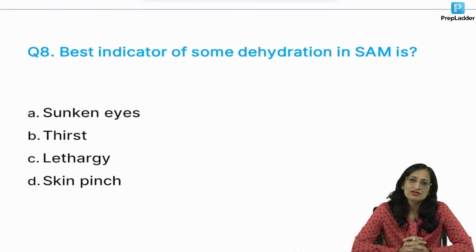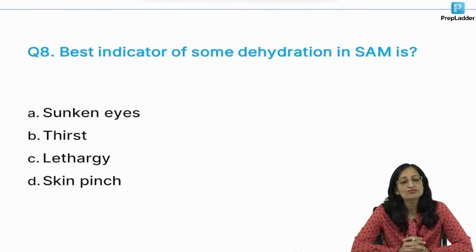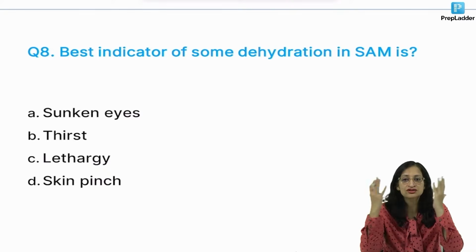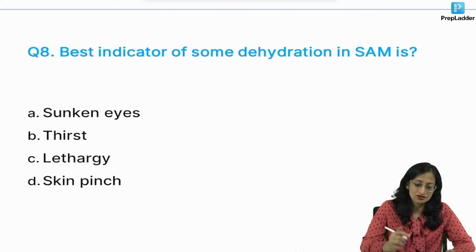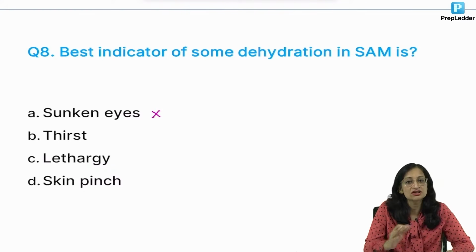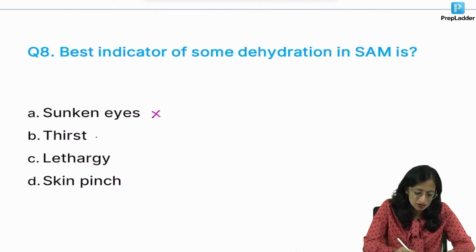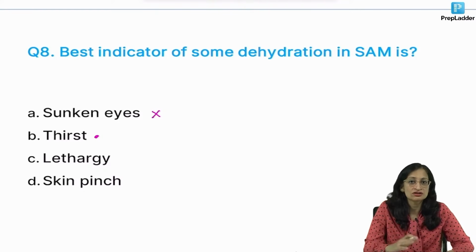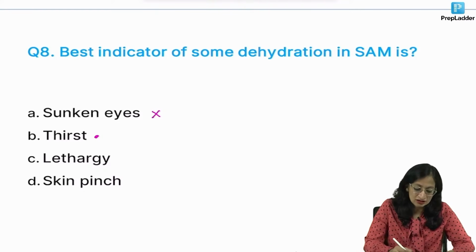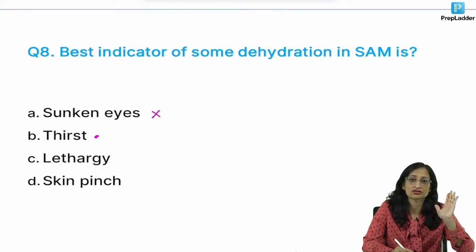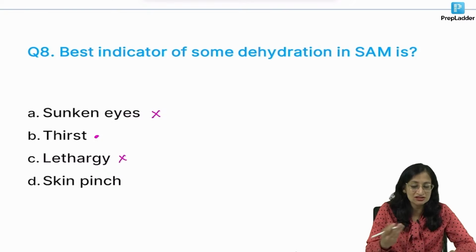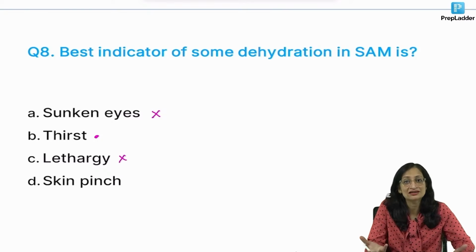What happens in a malnourished child is there is a loss of buccal pad of fat, a loss of subcutaneous fat from everywhere practically. So even if the child is not dehydrated, you can still get sunken eyes. Thirst, of course, will not get affected by whether the child is malnourished or not. Lethargy, again, remember we said in kwashiorkor, the child has apathy or lethargy. So even if the child has no dehydration, apathy or lethargy is still there. So we cannot take it to indicate dehydration.